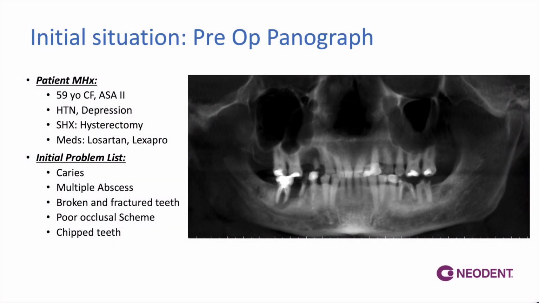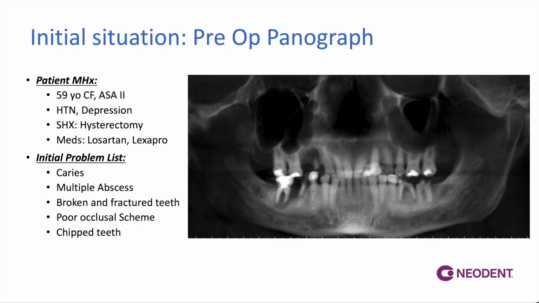Here's our preoperative pantograph, and we have a 59-year-old Caucasian female, ASA 2. She is being treated for hypertension and depression. Prior surgical history, she's had a hysterectomy. She has no known drug allergies, and her medication that she's taking is Lexapro and Losartan.